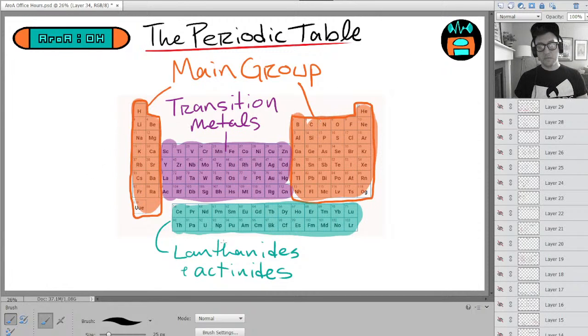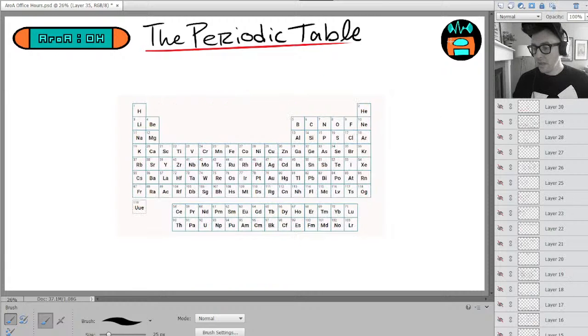So those are the groups. You've got the main group, transition metals, lanthanides and actinides. The last way I'm going to chop up the periodic table, and again, I want to introduce it here. Later this semester, it's going to come into play. This won't be on this exam, but you will be tested on it later. We can divide the periodic table into blocks.